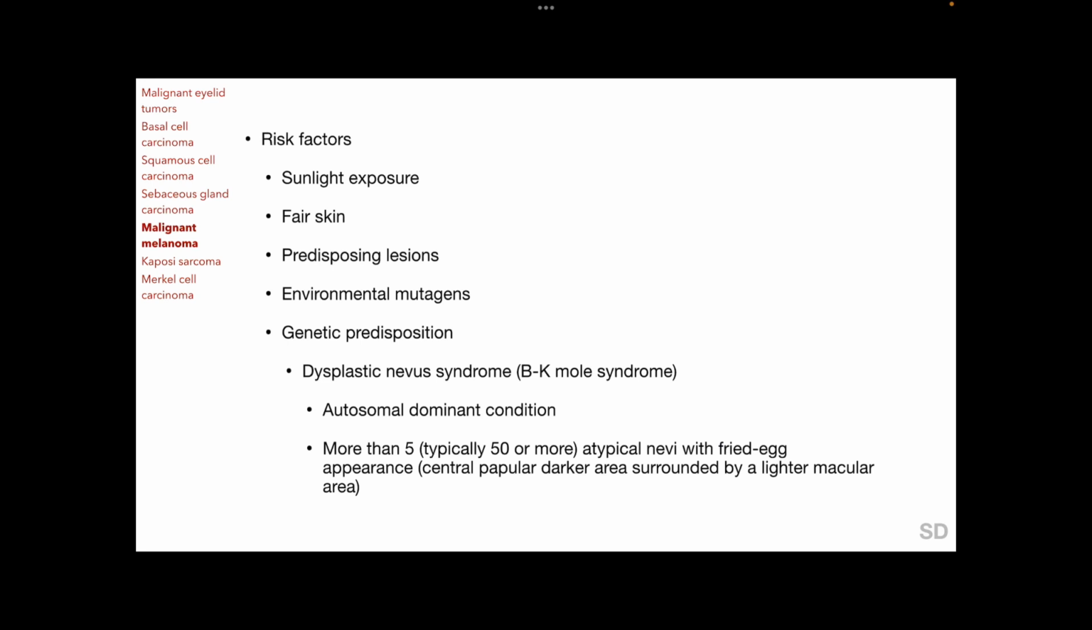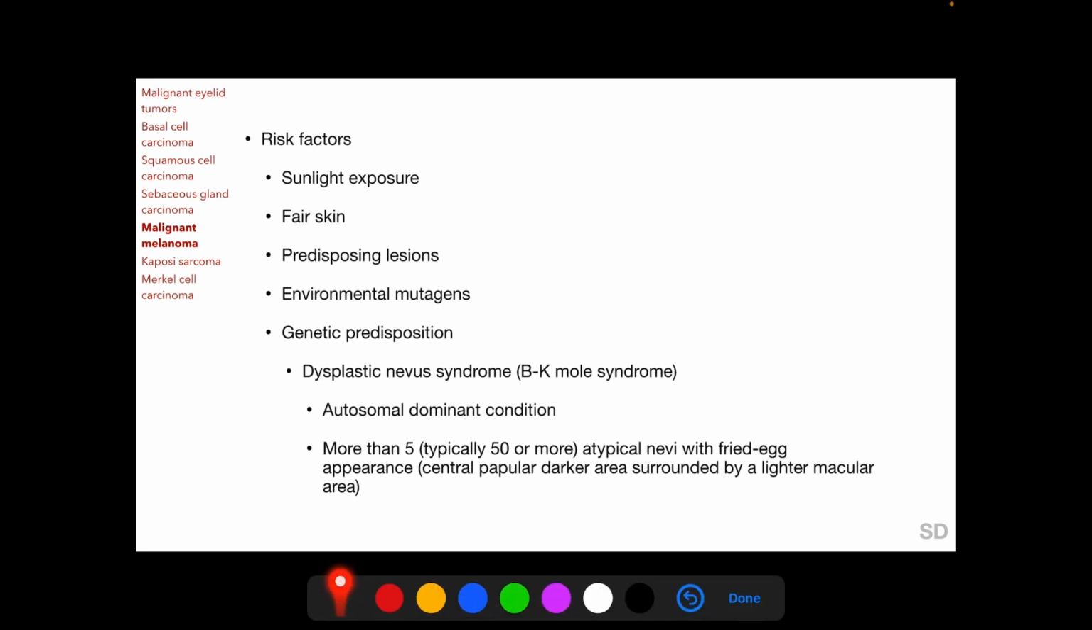Risk factors for malignant melanoma include sunlight exposure and fair skin, as with squamous cell carcinoma and basal cell carcinoma. Predisposing lesions, as we have just mentioned, can also give rise to malignant melanoma. Exposure to environmental mutagens can also be a causative factor, and genetic predisposition such as in dysplastic nevus syndrome, also called BK mole syndrome, can also give rise to malignant melanoma.